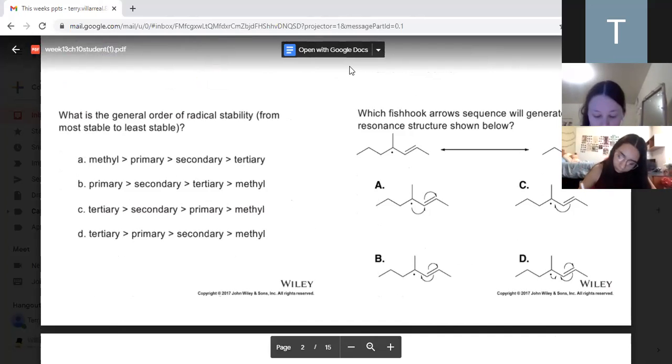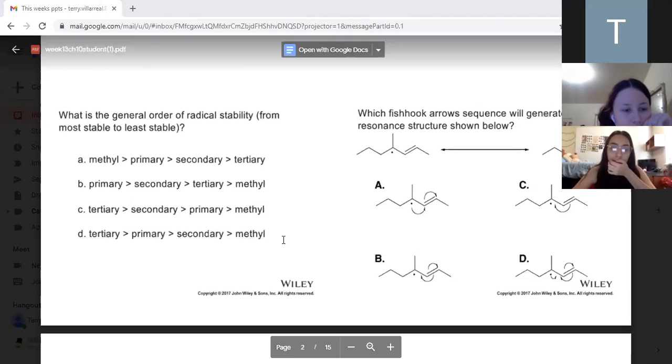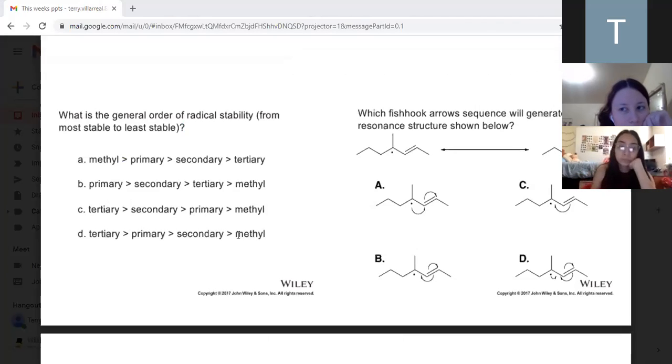What is the general order of radical stability from most stable to least stable? So what is my correct order here? C. C is correct. So basically, remember, tertiary, then secondary, then primary, then methyl. So these have the same stability trends as carbocations. That's going to be important to remember.